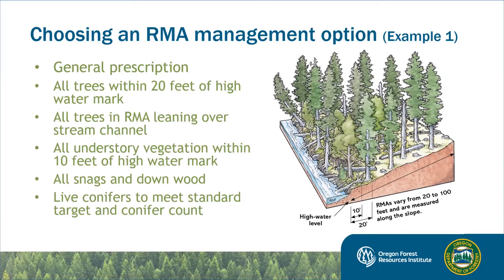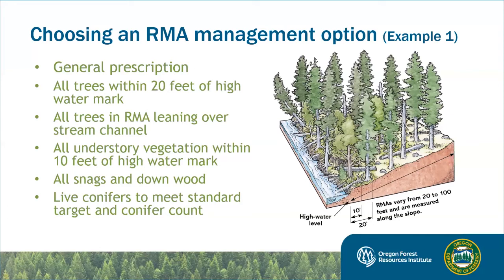Most of the time, the general prescription will be used. There's a couple other prescriptions I'll talk about. But the general prescription for a type F or type D stream is all trees within 20 feet of the high water mark are reserved from cutting. Any trees leaning over the stream channel itself are reserved. You have to protect all understory vegetation within 10 feet of the high water mark.